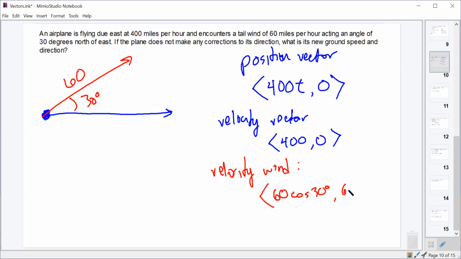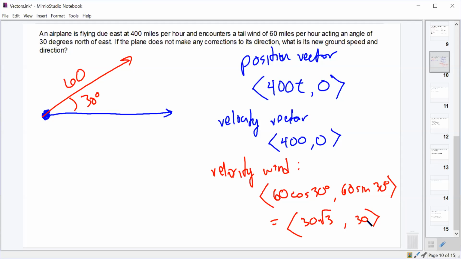Should be 60 sine 30, yep. All right, so what's cosine of 30? It's root 3 over 2, so this is 60 root 3 over 2, or 30 root 3. And 60 sine 30 should be 60 times a half, or just 30. So the vector that represents our wind is 30 root 3 comma 30.